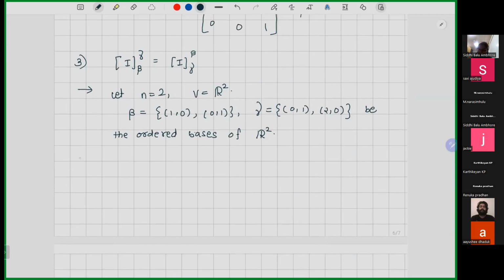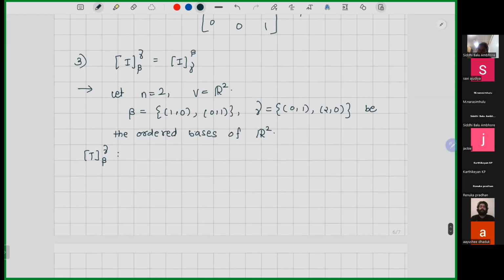So first we'll do the calculation for beta to gamma. What is T of (1, 0)? It is the identity transformation, so it is (1, 0). I want to write it in terms of gamma, right? So it will be 0 times (0, 1) plus half times (2, 0). This is quite clear.